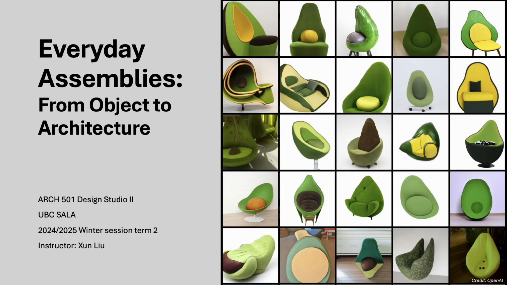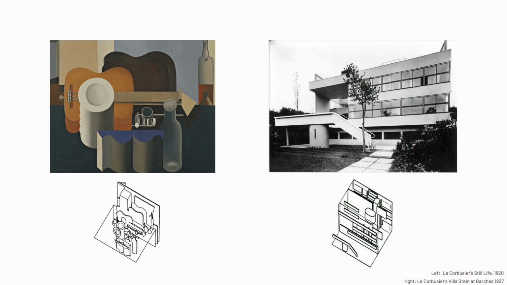Welcome to Design Studio to Everyday Assemblies, from Object to Architecture, where we'll explore the transformative potential of everyday objects in architectural design. Through this journey, we'll discover how simple forms can evolve into complex spatial experiences. Architecture often transforms the ordinary into the extraordinary.